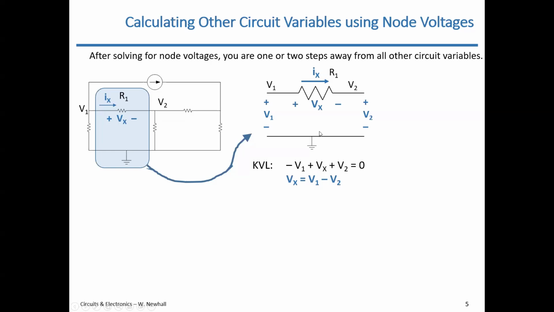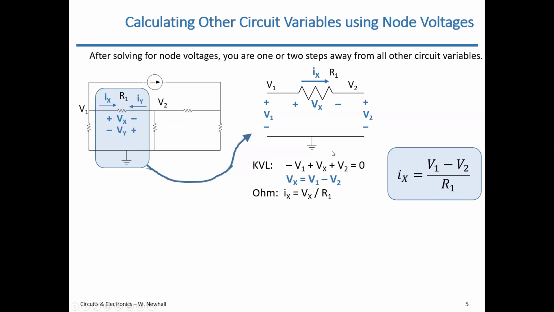All right. If I wanted to solve for Ix, well, by Ohm's law, Ix is Vx over R1. And I can relate Vx to V1 and V2. So I get this: Ix is V1 minus V2 over R1. Here's what I want you to take away from this. If I call this node V1 and this node V2, and I want the current going from V1 to V2 through R1 in the direction of Ix, it's V1 minus V2 over R1.